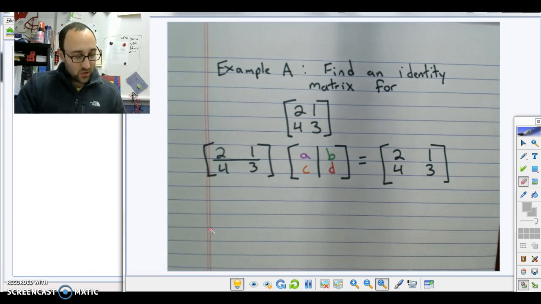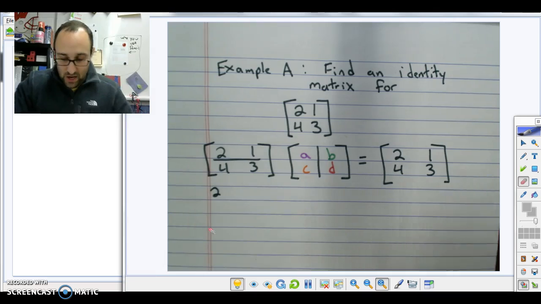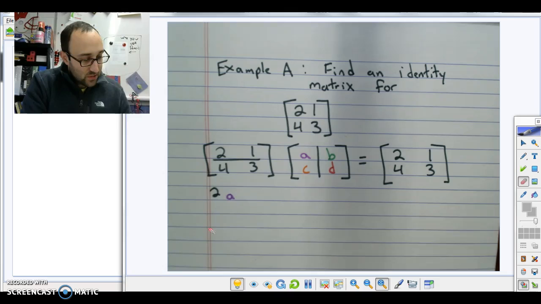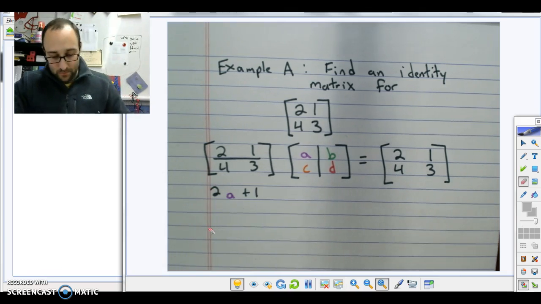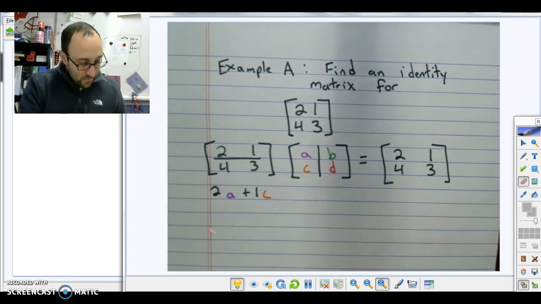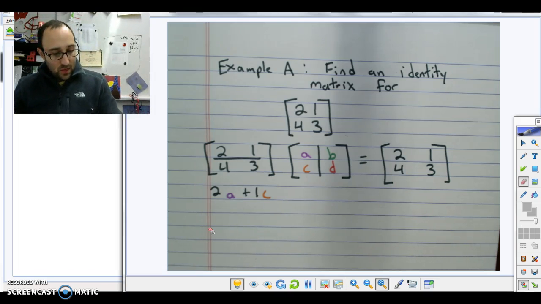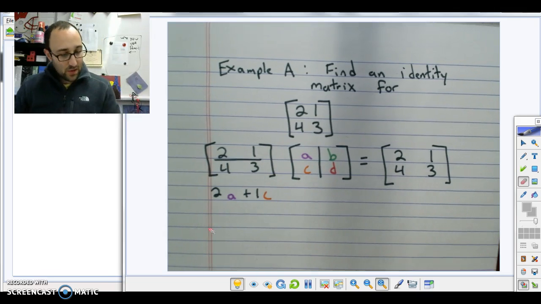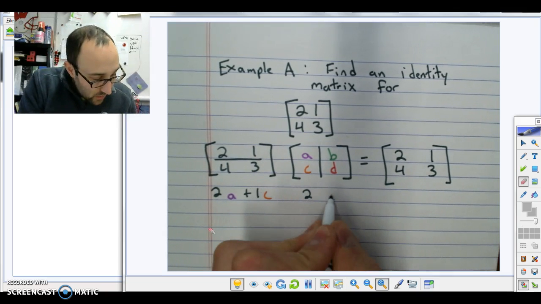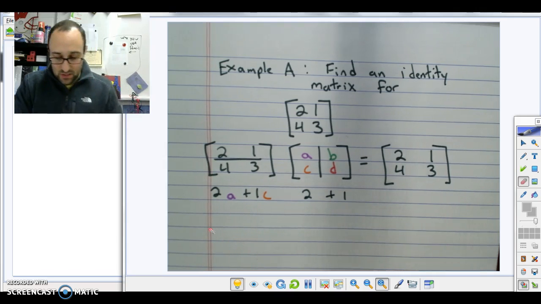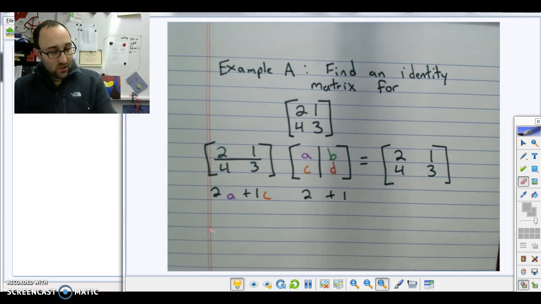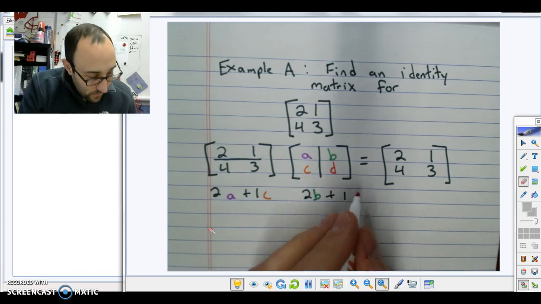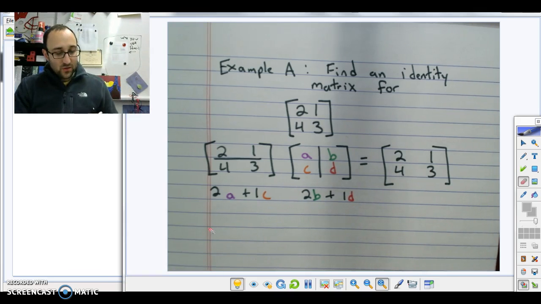So we're going to try and do this with all those colors. I'm going to do 2 times A plus 1 times C. And then that is going to be good for that part. So 2 times A, 1 times C. I'm going to do the same thing again. So it's going to be 2 times B plus 1 times D. To save myself a little bit of time, we're going to try and do that. 2B plus 1D. So that'll be the top 2.